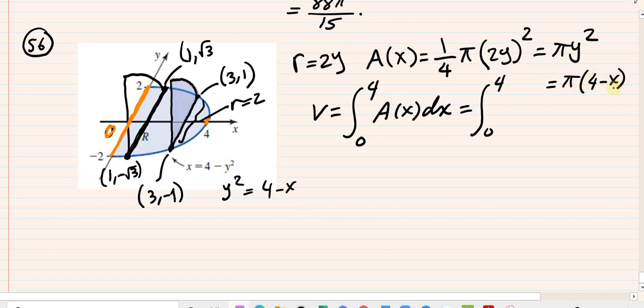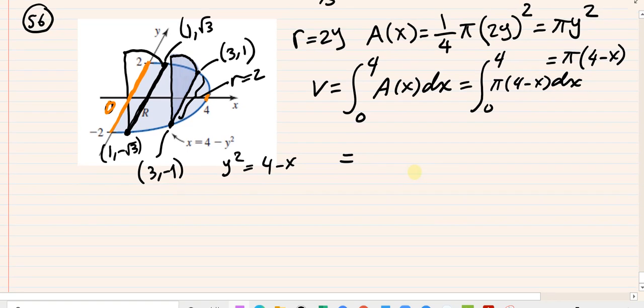That's the area as a function of x now. So it's going to be pi times 4 minus x, times dx. See how simple that is. The challenge here, when we use this method to construct, not revolve, but to construct a solid, is to be able to find the area of a cross section, either as a function of x or y. So that's something that we just did.